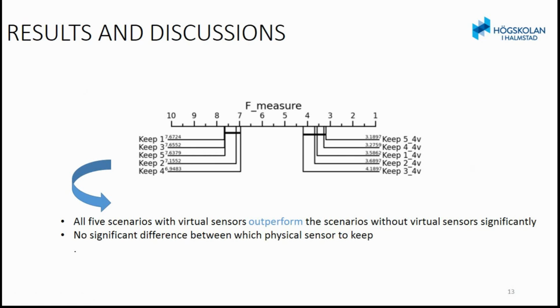We use the data of keeping one physical and keeping one physical plus four virtual, and plot a critical diagram. As you can see, all five scenarios with virtual sensors significantly outperform the scenarios without virtual sensors, and there is no significant difference in which physical sensor to keep. So one physical plus four virtual outperforms the physical only.